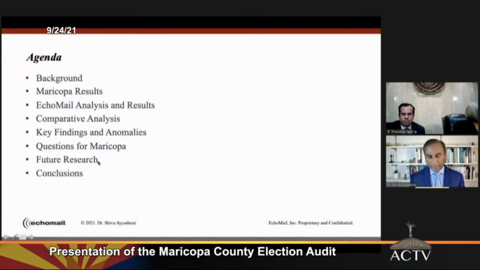So let me begin. I will go through this agenda. We're going to give a little bit of background. We're going to review the Maricopa results. We're going to go through what our analysis resulted in and then compare them, and then report on some of the key findings and anomalies, and then also raise questions for Maricopa officials and then propose some recommendations.